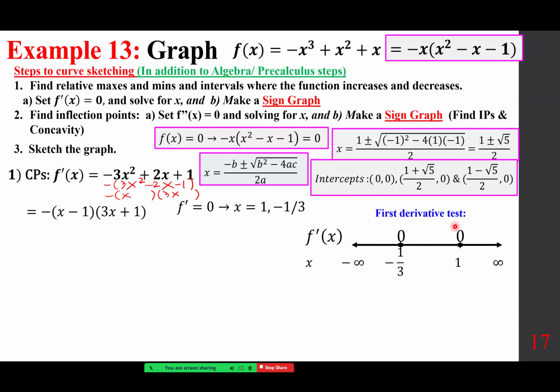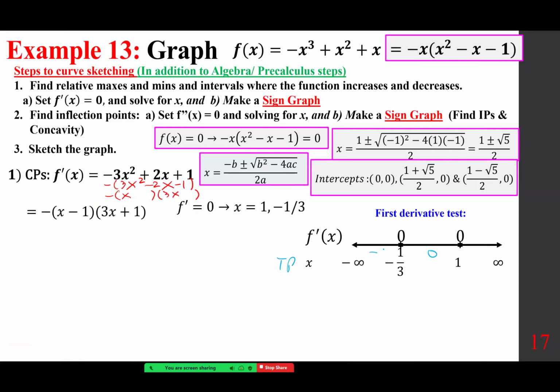TPs, test points. Before we do that, please understand f prime has two answers, is of degree 2, so they must alternate, or you can look at this one. Each one has exponent odd, exponent 1, which is odd, so they will alternate. The TPs, test points, everybody, in between the easiest would be 0.